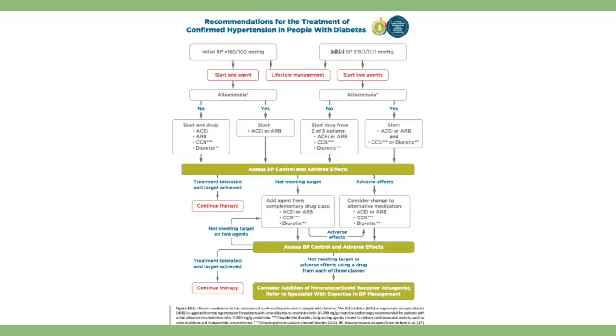So the algorithm is self-explanatory in telling you what to start. So remember, ACE inhibitors are closely related to ARBs. So we usually start an ACE.